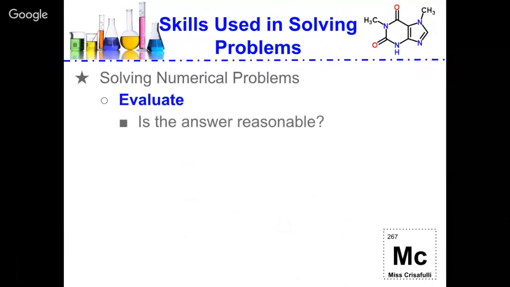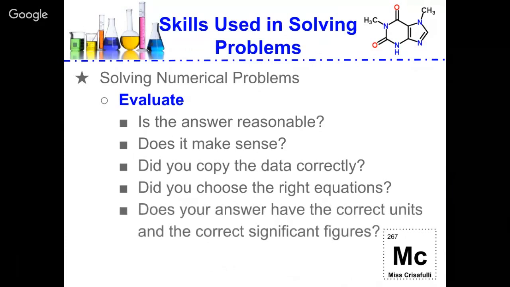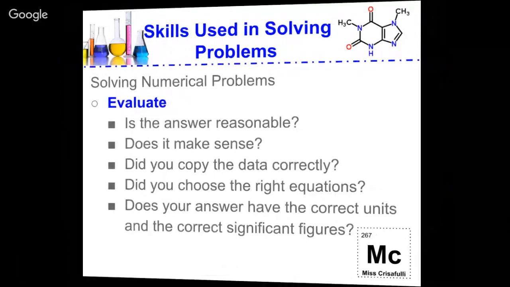And then when you evaluate your answer, you're going to look to see if the answer is reasonable. Does it make sense? Did you copy the data correctly? Did you choose the right equations to use? And does your answer have the correct units and the correct significant figures? The significant figure part we're going to talk about more in detail in a later chapter, but for right now, that is what we're looking for.